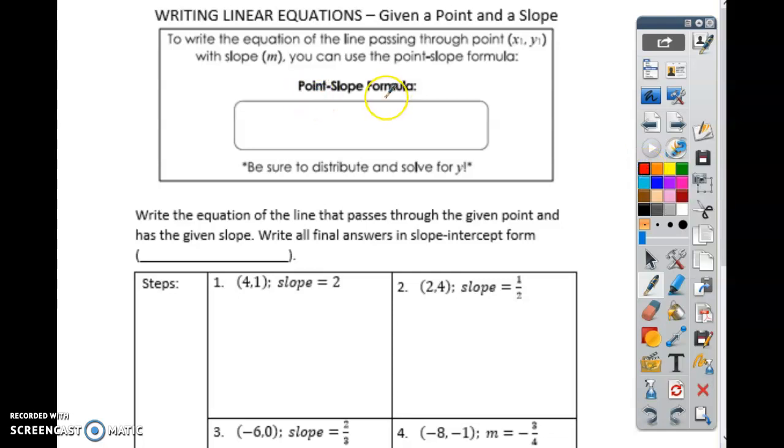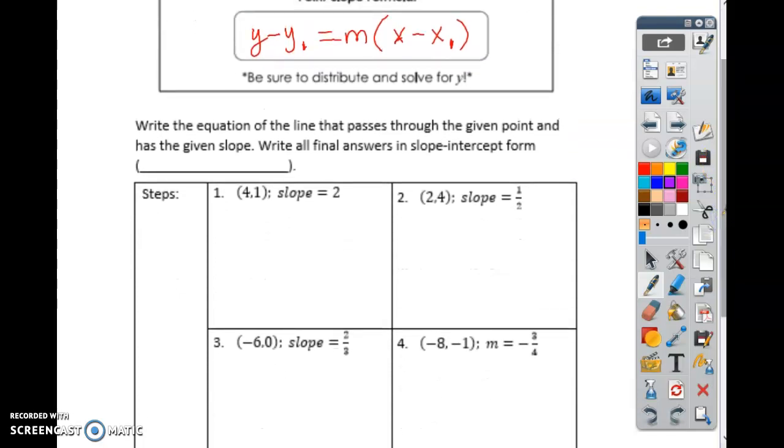Point slope formula you can use when you have a point and a slope, and that's y minus y1 equals m parentheses x minus x1. You guys saw this equation yesterday, but we didn't use it. When you use this equation, you have to make sure that you distribute and solve for y. So once you have all the numbers in there, you need to distribute and then move this over here to the other side. So that's why I don't like that one particularly, but we can use it if we need to.